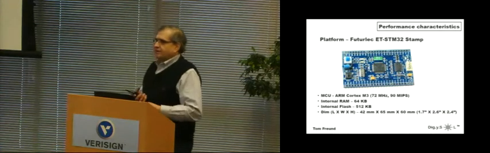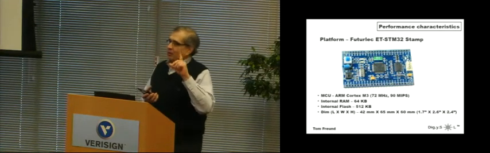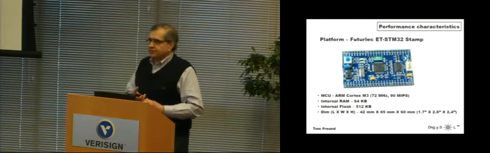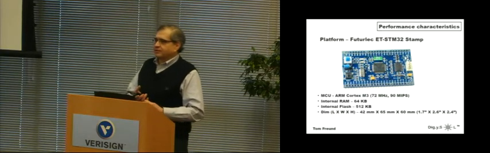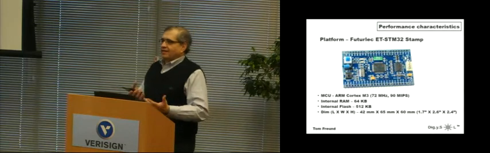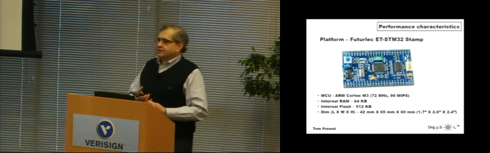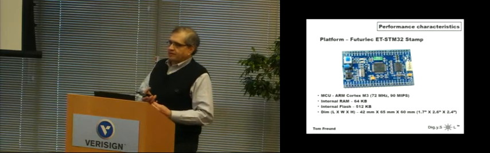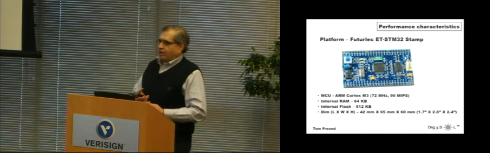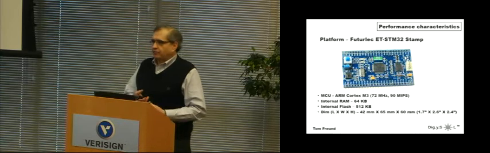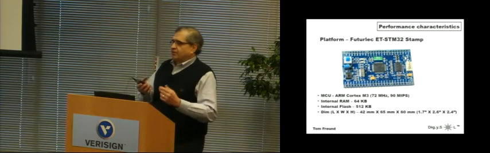Currently, let me talk a little bit about ongoing work, and emphasize ongoing, on performance characteristics. The current platform I'm doing some of the testing on is the Future-like ET-STM32 stamp. It incorporates an ARM Cortex M3, with 64K of internal RAM and flash of 512 KB, just giving you the other dimensions.